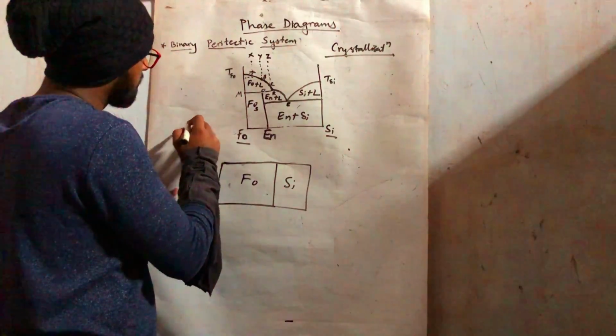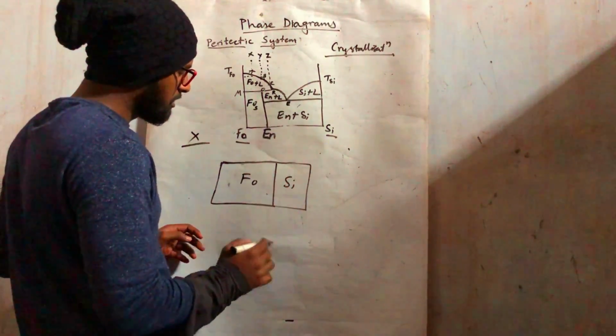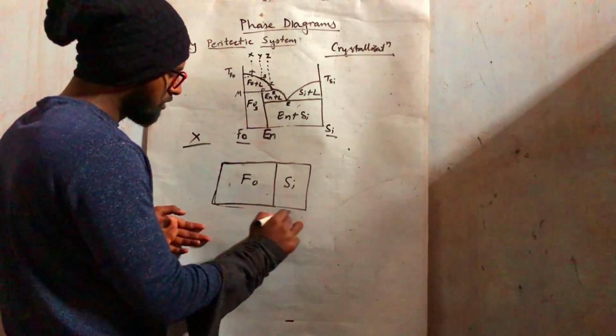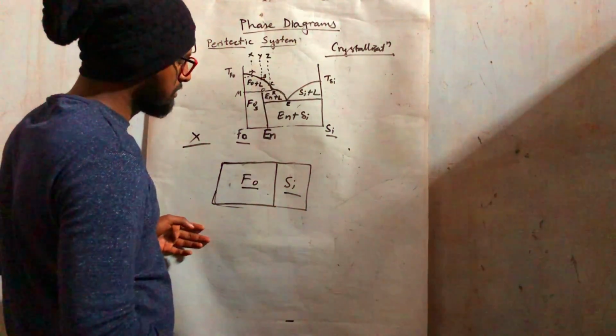So for liquid X, suppose for diagrammatic representation, in the total melt we have this much percentage of forsterite and this much percentage of silica.